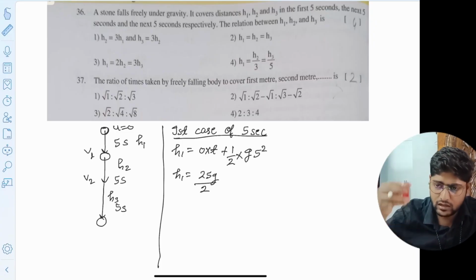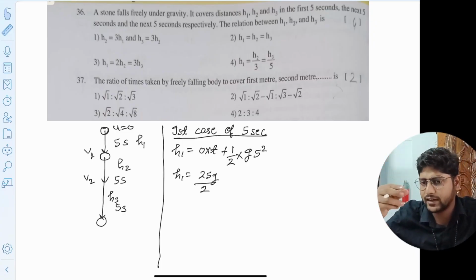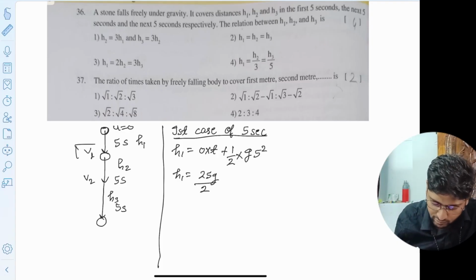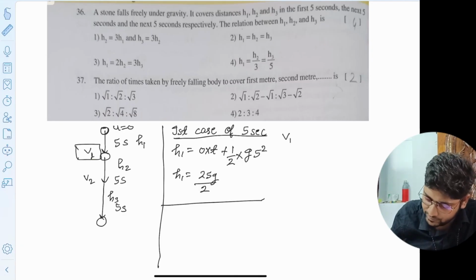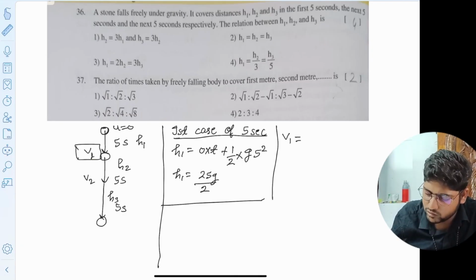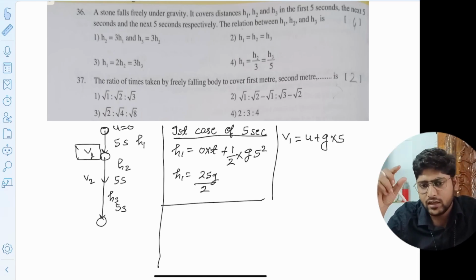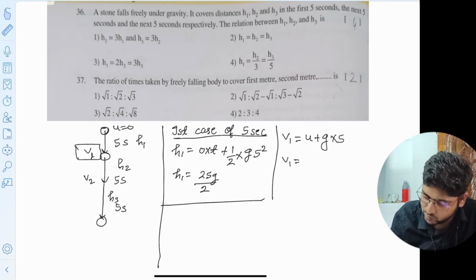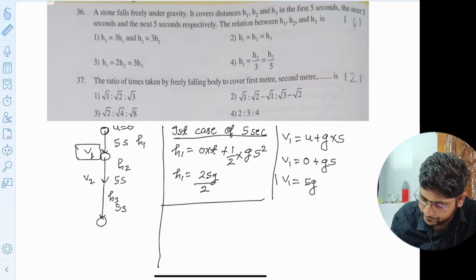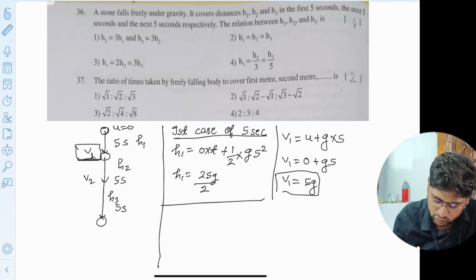Now when it falls the first time for 5 seconds, after 5 seconds velocity v1 will be there. So first we'll calculate velocity. v equals u plus at, u is 0, acceleration g, time 5 seconds. So v1 equals 0 plus g into 5, which means v1 equals 5g.